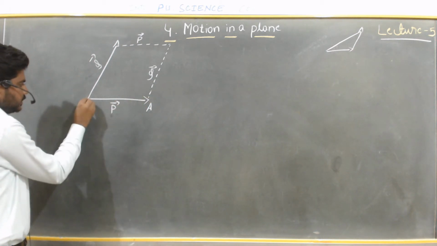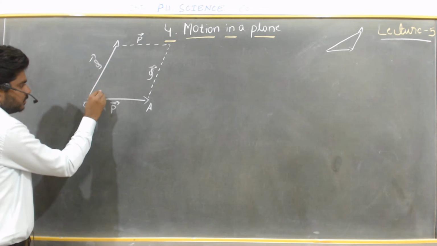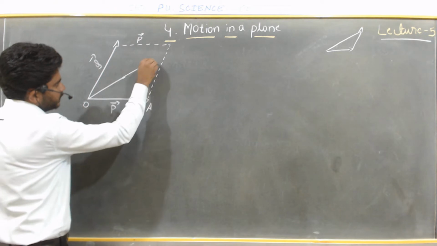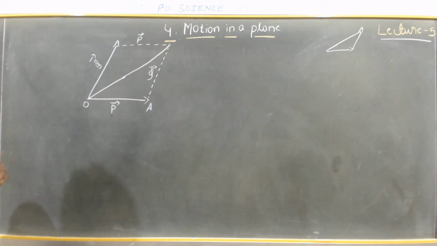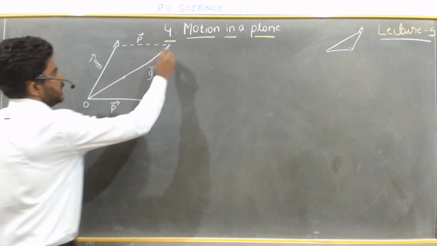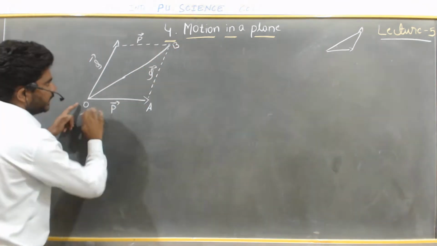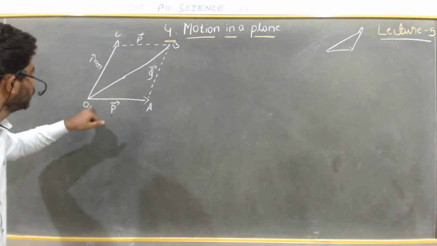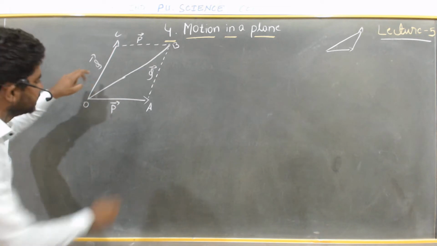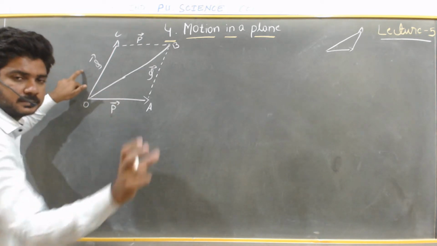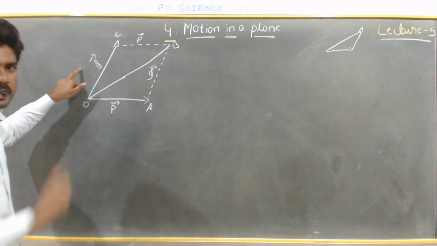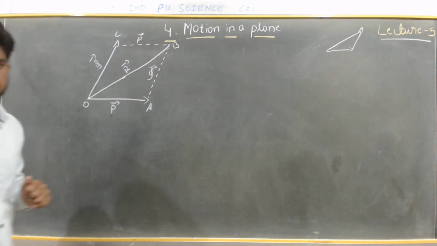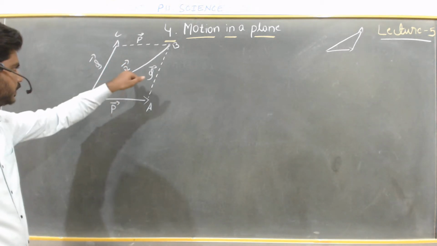The diagonal. So I will take one diagonal, starting from O and reaching this corner. Here I will write OA, OB, and OC. See, here OA is the P vector, OC is the Q vector. The resultant of these two will give the R vector, which is OB. So now we have to find out the value of R.